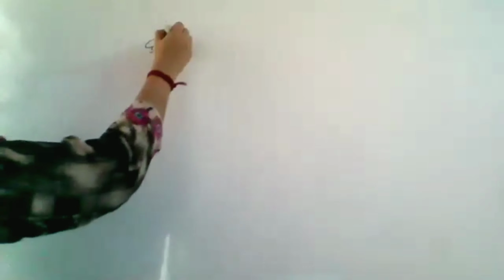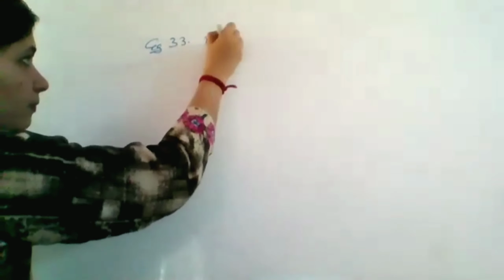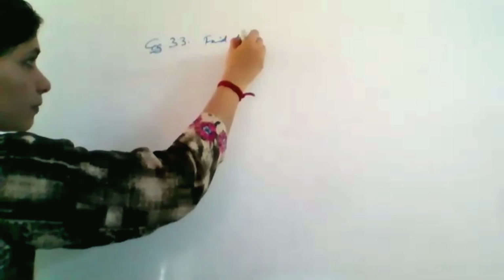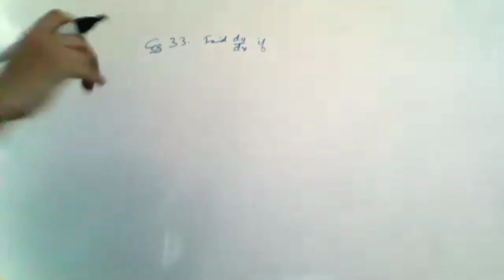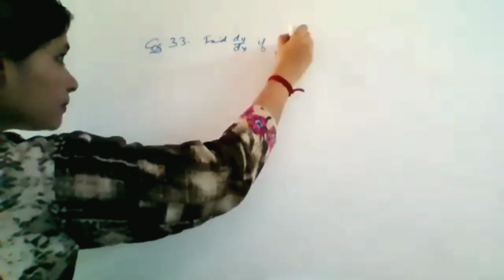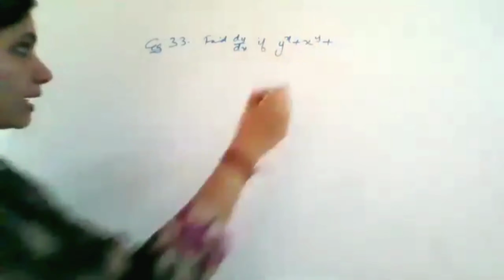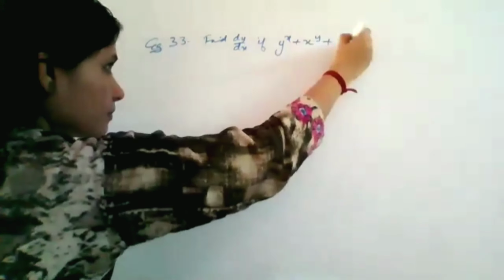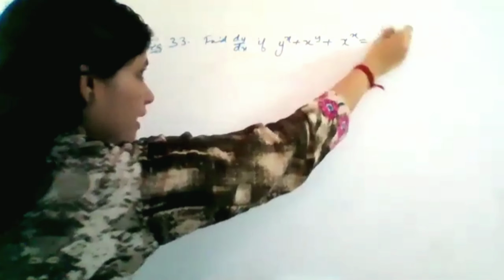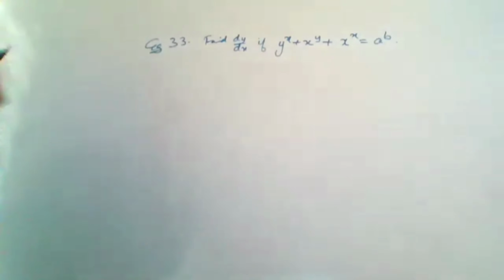Example 33. Question is find dy by dx if y raised to x plus x raised to y plus x raised to x equal to a raised to b. Okay, so you have actually three terms.